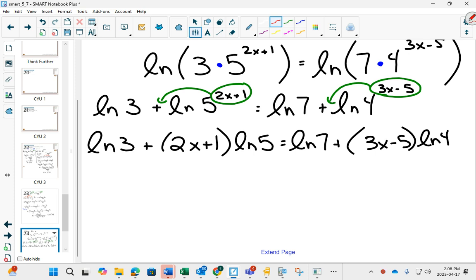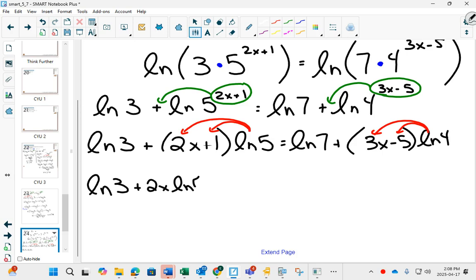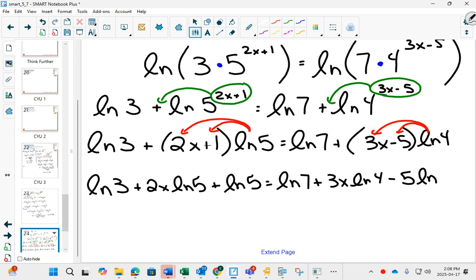Now when you have those brackets there, if in front of those brackets or behind, in this case, that natural log of 5 is a number, you can distribute. The natural log of 4 is a number, you can distribute it. So I would get natural log of 3 plus 2x natural log of 5, plus natural log of 5 equals natural log of 7. Distribute this, I would get plus 3x natural log of 4, minus 5 natural log of 4.